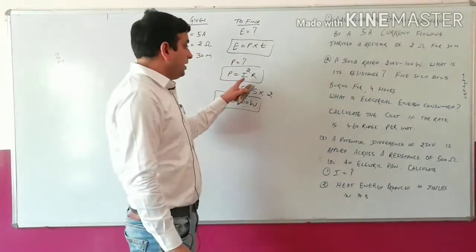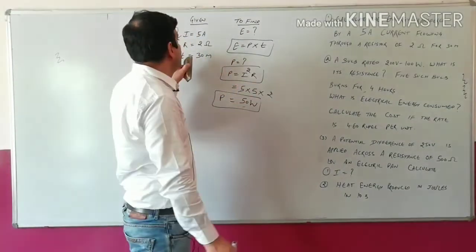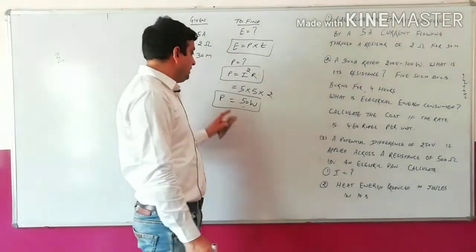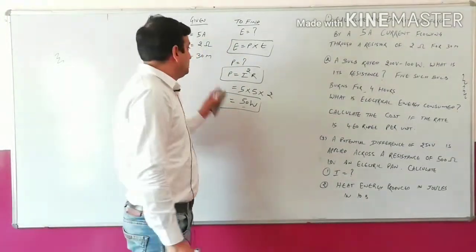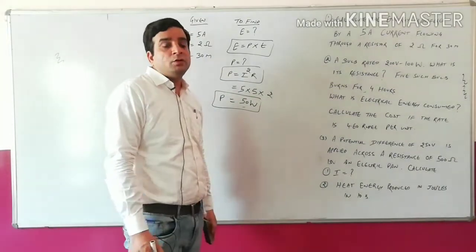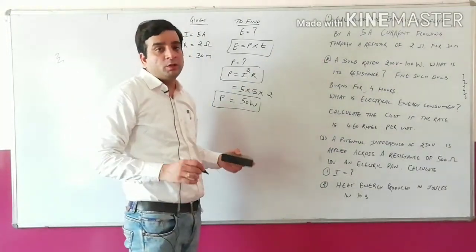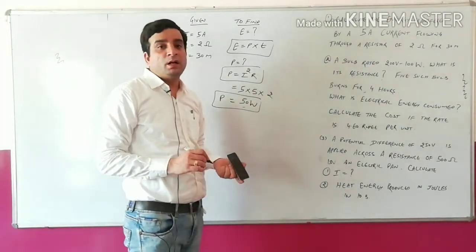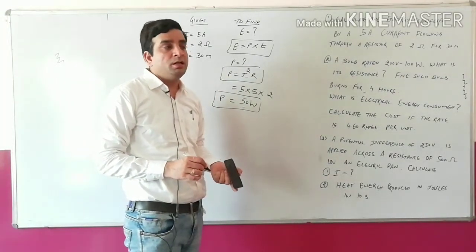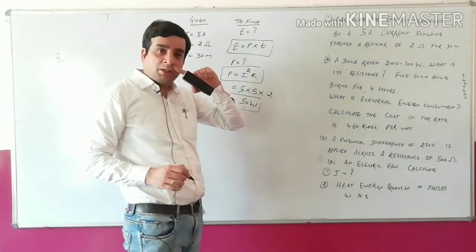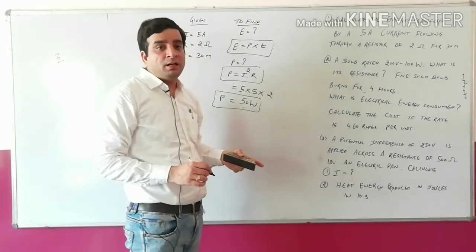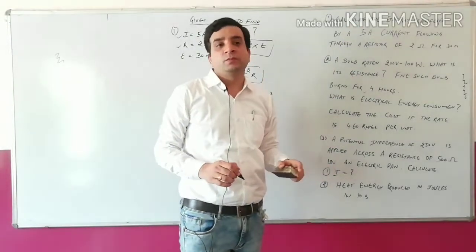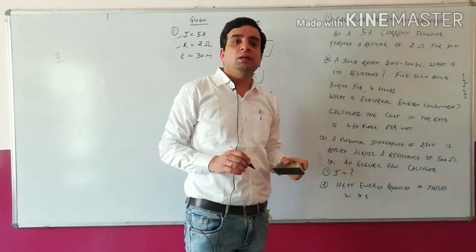So why do we use this formula? Because we are given I and R. So now we have calculated the value of power. Time we already have. So what should we do? We should convert that energy into kilowatt hour, because this is the commercial unit. So it's better to convert that into kilowatt hour. Unless it is specifically mentioned that you have to calculate in joules, you go with kilowatt hour.